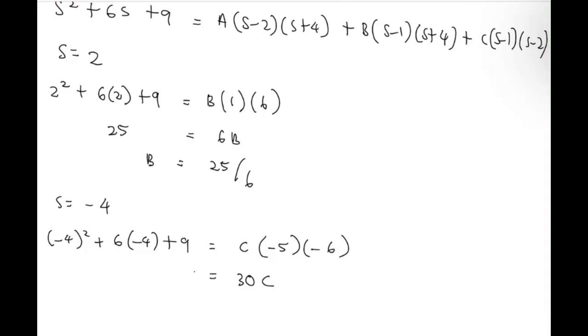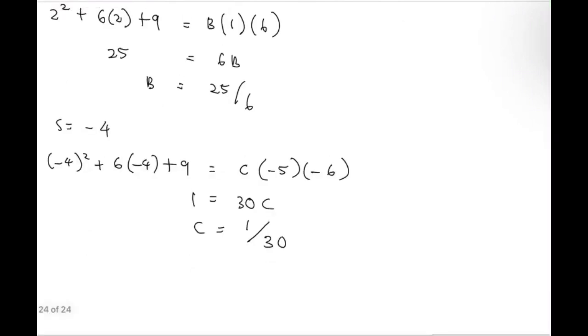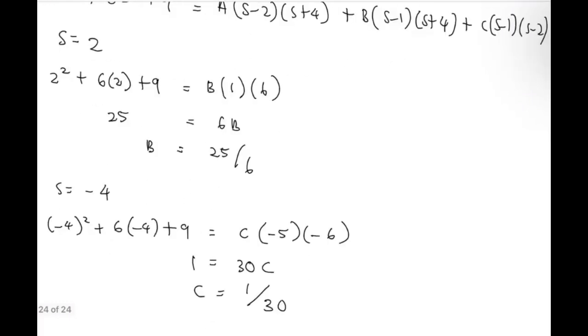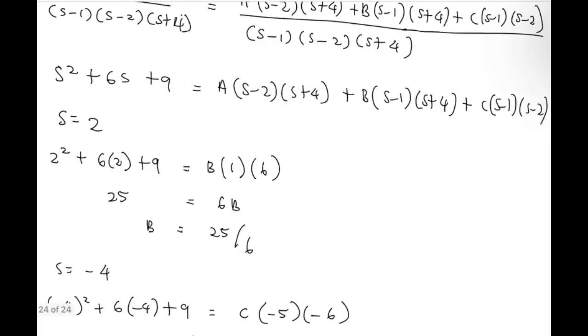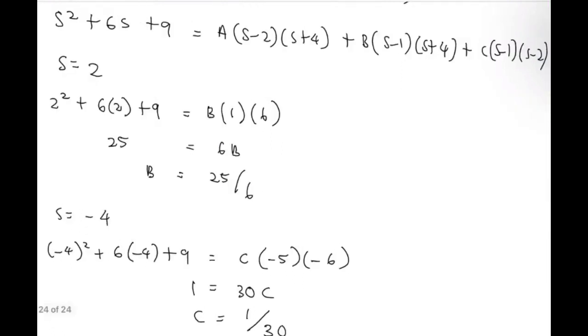This is equal to 1. Hence C equals 1 over 30. And lastly, to find A, we want to solve for A, we already have B and C. So A, let's cancel this one because we have S minus 1 and S minus 1. So let S equal to 1.